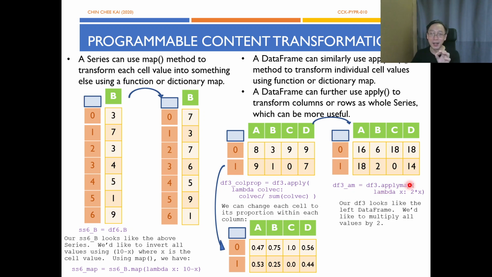So dot applymap, the lambda takes whatever scalar value you have. If it's 8, then x receives an 8. 2 times that, you get 16, right? Then we get 3 and we get 6 because it's 2 times 3. 9 becomes 18, right? And 107 becomes 2 times 1, 2 times 0, 2 times 7.